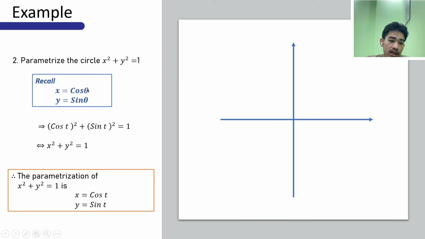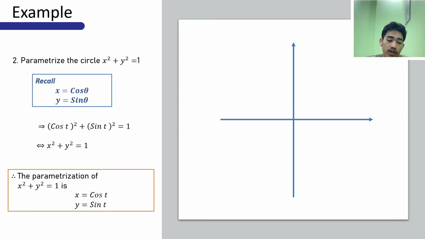We can let theta equal t, so then we get x equal cos t and y equal sine t. We can prove this is true by squaring both of them. You can see here this is cos squared t plus sine squared t, and what we get is 1. So the parameterization of this equation is x equals cos t and y equals sine t.